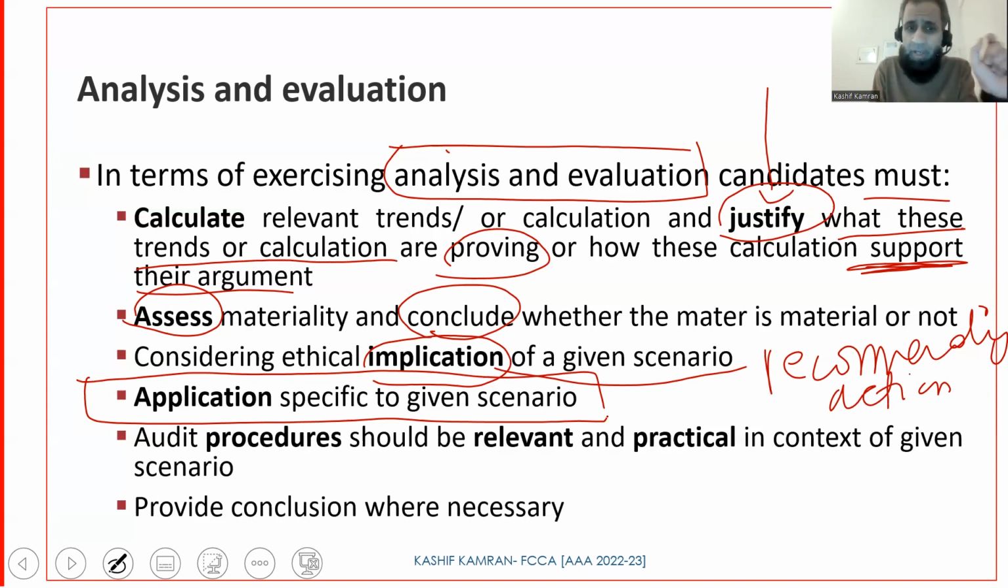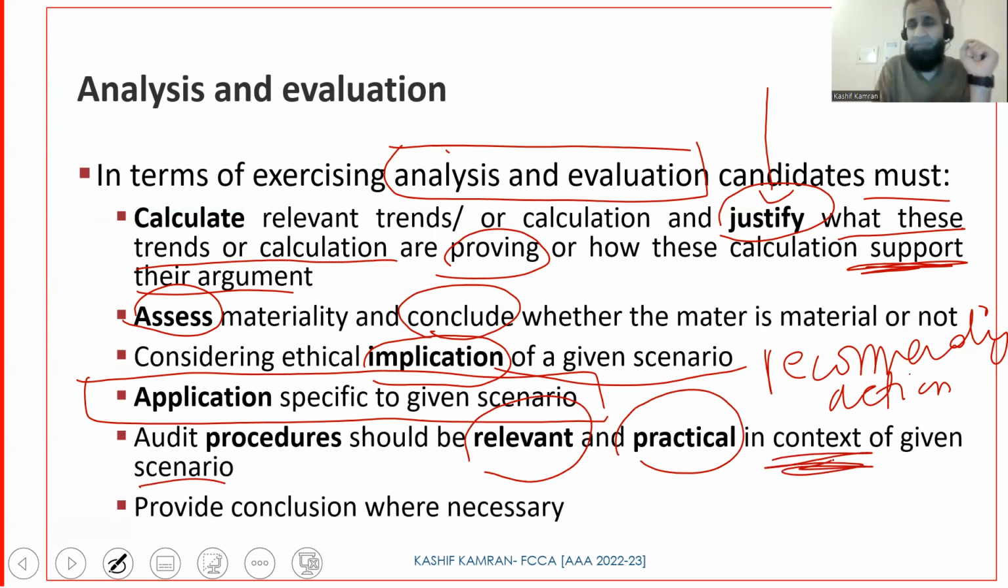Next, audit procedures should be relevant and practical in the context of the case. When you are writing the audit procedure, or evaluating the audit procedure, your audit procedure should be relevant. When will it be relevant? When it is in the context of the case. In my previous webinars, again, I have been very vocal.